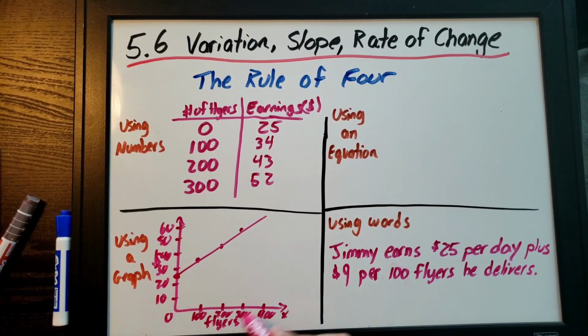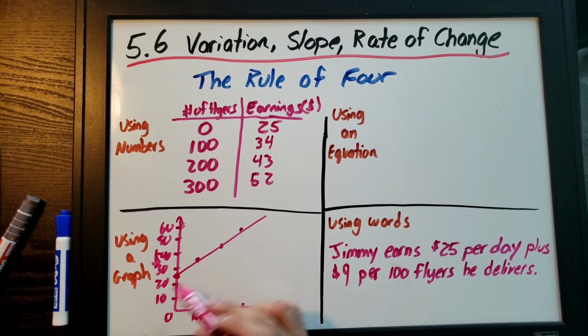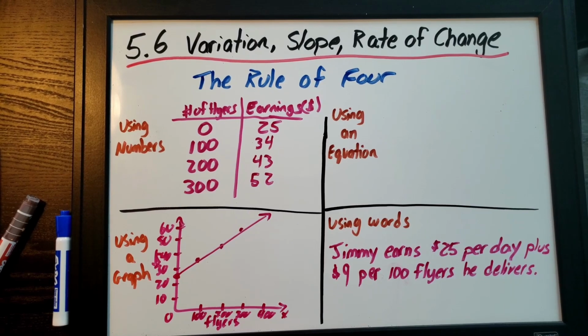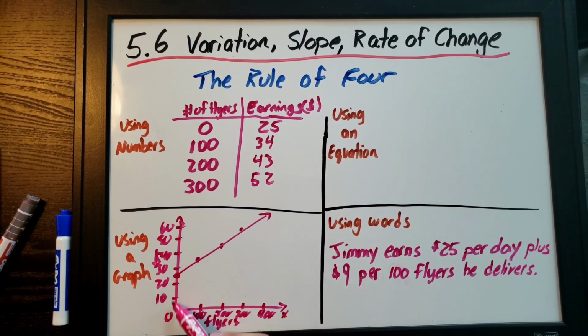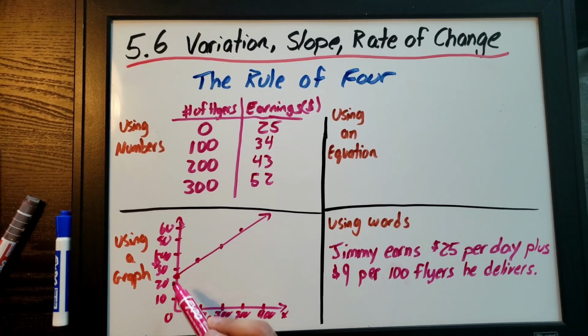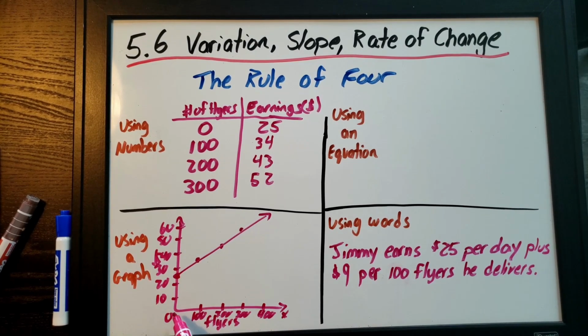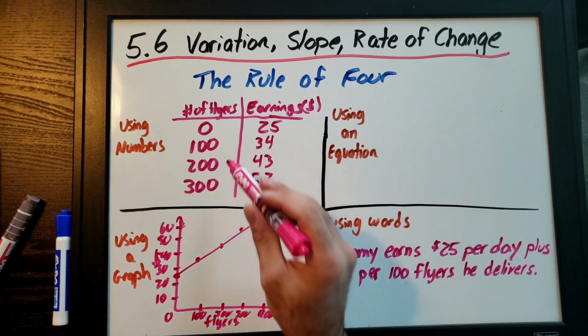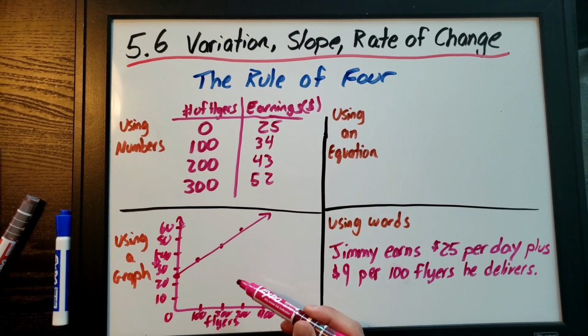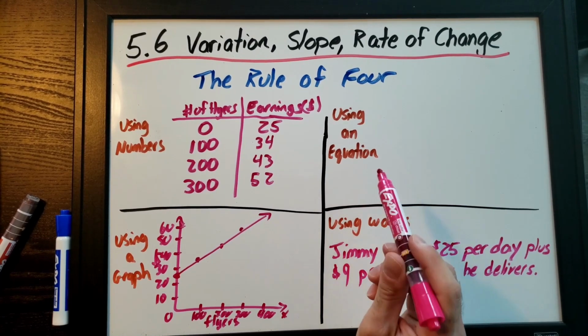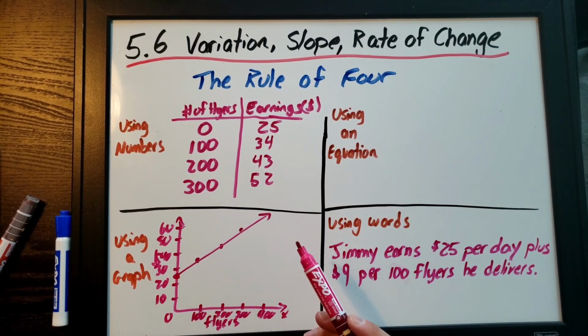I'm a little off because I don't have grid paper here, or else I'd be pretty accurate. I'm going to put an arrow there, and I just represented it using a graph, just by plotting these points and connecting the dots. Notice it does not start at the origin. Partial variation. Direct would start from (0, 0). Okay, so using numbers, easy. Using a graph, it's easy once you use the numbers. Using the equation is actually the easiest, but right now it's going to be the hardest.